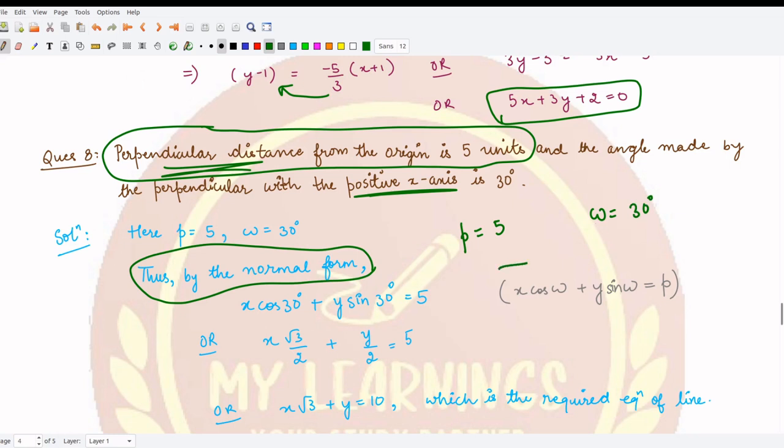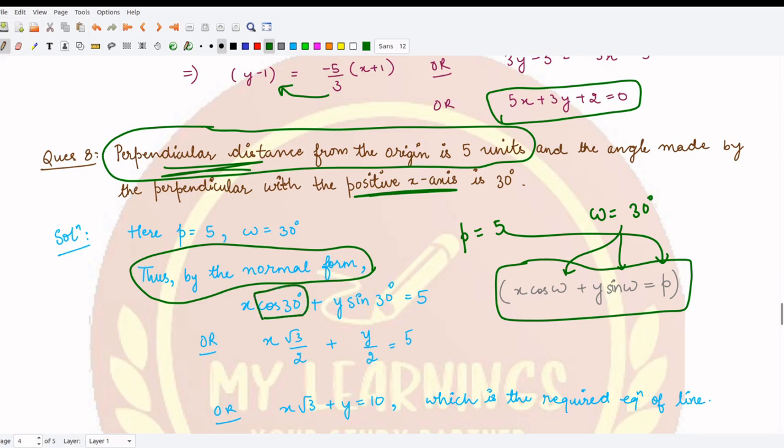So if you remember, the normal form of equation is what? x cos omega plus y sin omega is equal to p. So you have the value of p here, you have the value of omega here. You can substitute all the values here to get your equation. So you can write down the value of cos 30 as √3 upon 2, the value of sin 30 as 1 upon 2, right? It is 1 upon 2 only.